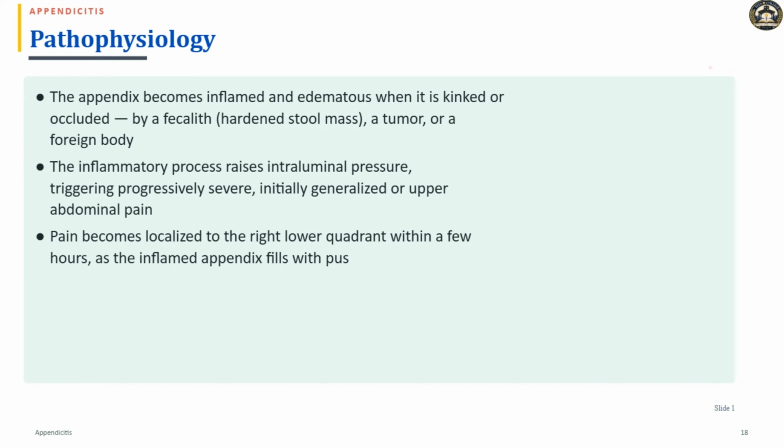The pathophysiology of appendicitis typically begins when the appendix becomes inflamed and edematous due to kinking or occlusion. This obstruction can be caused by a fecalith, a hardened stool mass, a tumor, or a foreign body. As the inflammatory process progresses, intraluminal pressure rises, initially triggering progressively severe, generalized, or upper abdominal pain. Within a few hours, the pain usually localizes to the right lower quadrant as the inflamed appendix fills with pus.